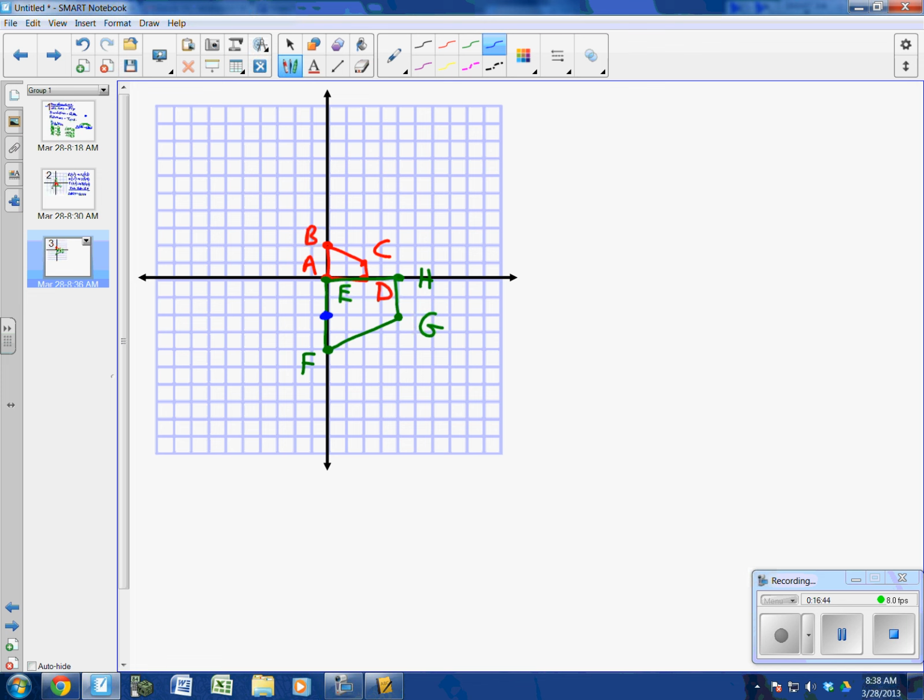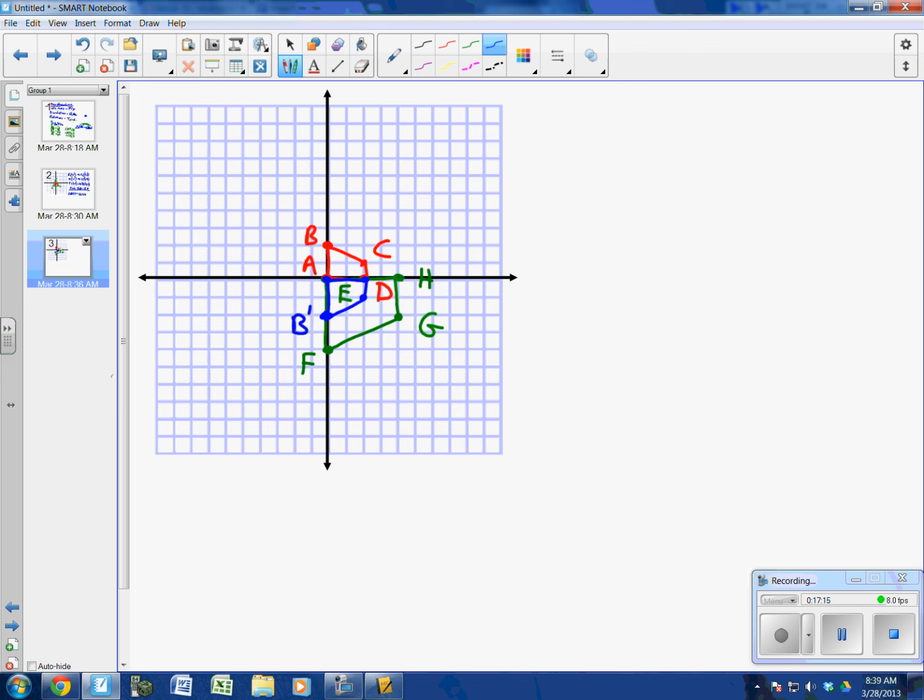B prime is going to be 0, -2. C prime is going to be 2, -1. A prime is going to be at A. And D prime is going to stay at D, right? So everybody got that? So here we go. We're going to write the coordinate notation for that.